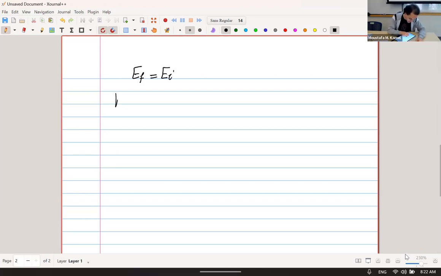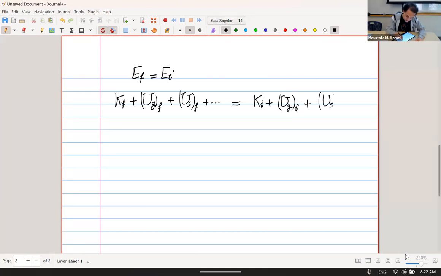We can write that as kinetic energy final plus gravitational potential energy final plus spring potential energy final plus ... equals kinetic energy initial plus gravitational potential energy initial plus spring potential energy initial plus ... So as long as the sum remains constant, energy or total energy is conserved.